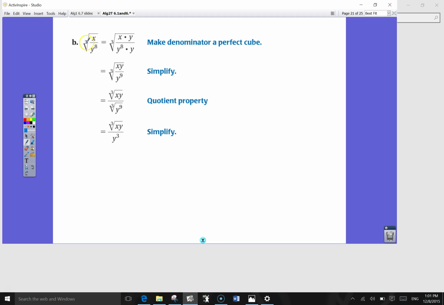Right? The cube root of x and the cube root of y to the 8th, we can see that we're not going to be able to simplify anything like that. Right? But if I multiply numerator and denominator inside the radical by y, now I've got a y to the 9th in the denominator, and 9 divided by 3 is going to simplify. So you can see they split it up now. They had the radical of a quotient. Now they've got the quotient of radicals. And the denominator of that can be completely simplified to y to the 3rd.